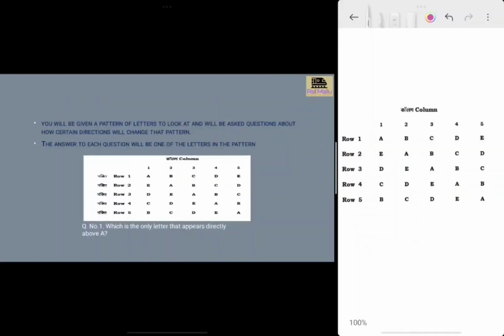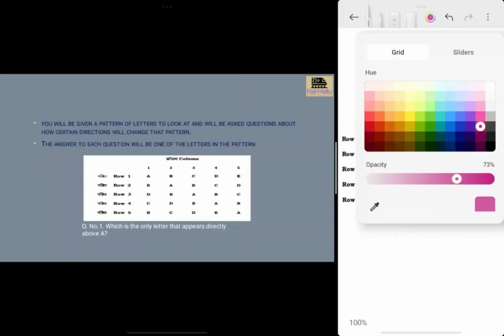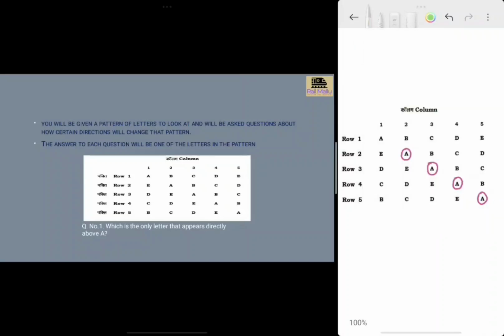As you can see, in row 2 there is an A available. In row 3 there is an A available. In row 4 there is an A available. In row 5 also there is an A available. And the only letter that appears directly above A is B. Above A it is B. Here it is B, here also it is B. So the answer to this question is B, right? Let us move to another question.